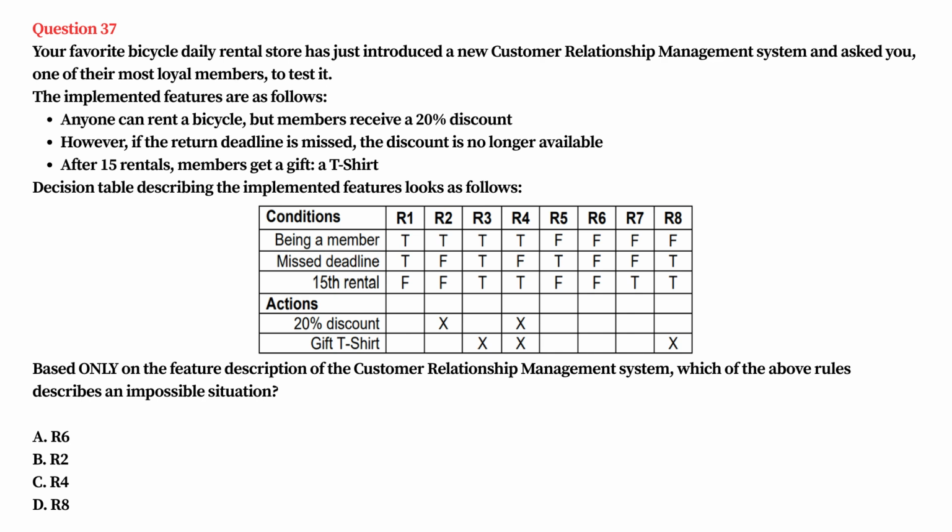R6 is not correct. Non-members cannot get a discount, even if they did not miss a deadline yet. R8 is correct. No discount as a non-member that has also missed a deadline, but only members can receive a gift t-shirt. Hence, the action is not correct.